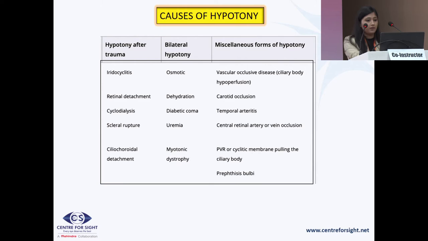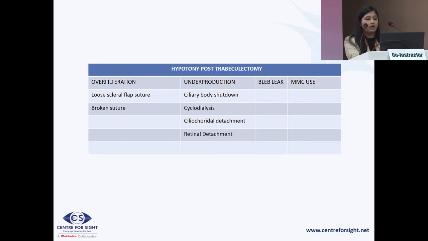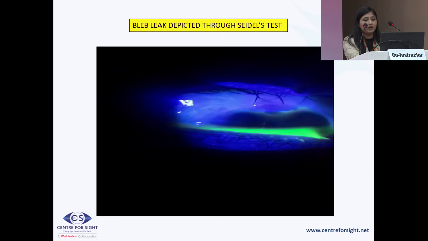Hypotony can be caused by many factors, which I would like you to have a look at. But right now, we will be focusing more on the hypotony which occurs post-trabeculectomy. It can occur due to an overfiltering bleb, a bleb leak, or due to the underproduction of the aqueous, which could be due to ciliary body shutdown, cyclodialysis, ciliochoroidal detachment, or a retinal detachment. It has been seen that with the widespread and increased use of MMC, the incidence of maculopathy has increased over time. Here is a video where you can see a bleb leak. A quenching of the dye can be very clearly seen.